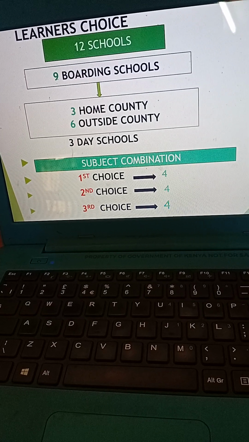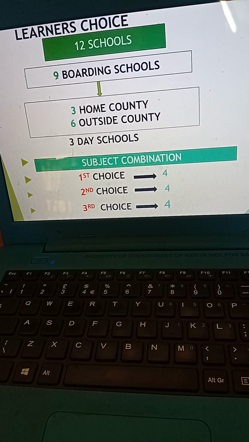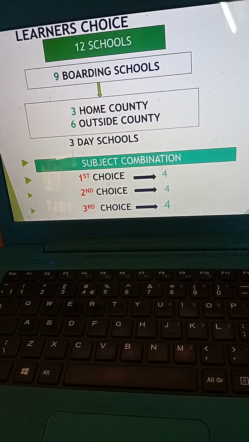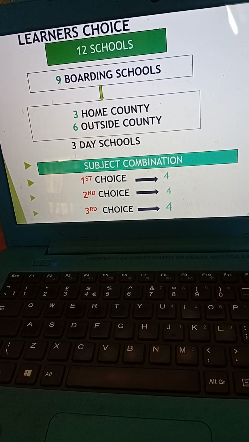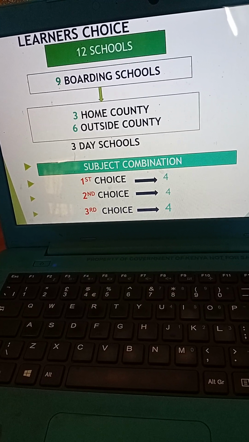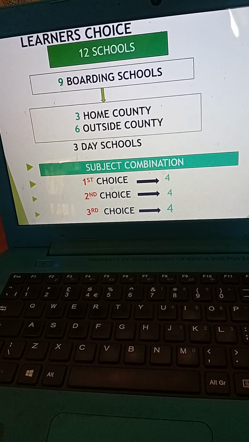For the first school you select subject combination 3. You go to the second school, you do the same, subject combination 3. For the fourth school, the same.